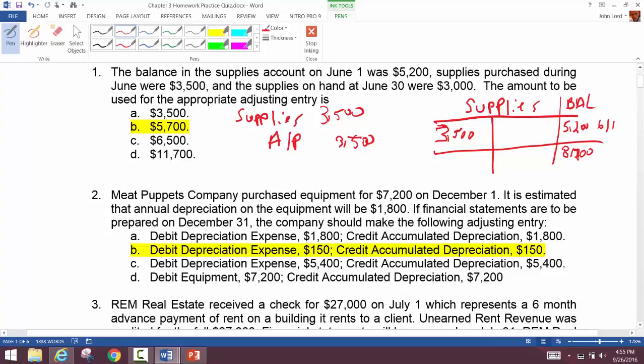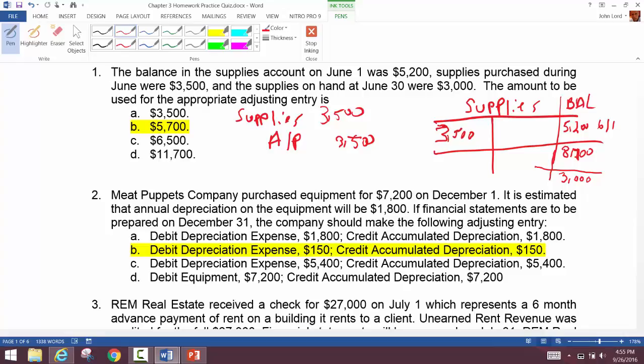And now what? They tell me that I count up at the end of the month here, and they tell me how much are still on hand? 3,000 are still on hand. Now sometimes people ask me, what's on hand mean? Is this pen on my hand? So I have it, don't I? It's on my hand. I have it now. Somebody asked me what on hand is the other day, so I'm just explaining that it means we still have it, right?